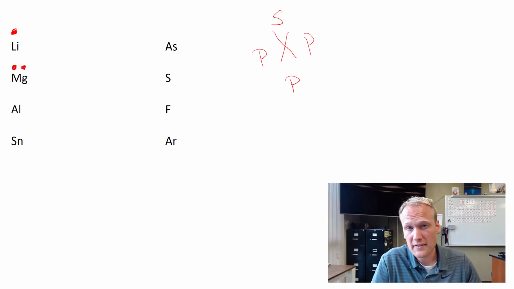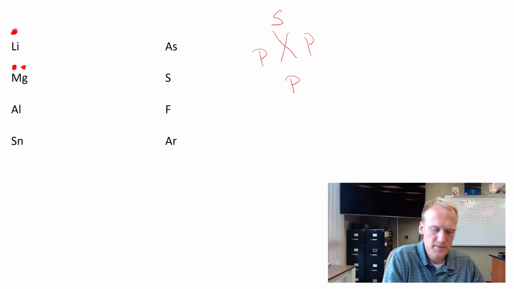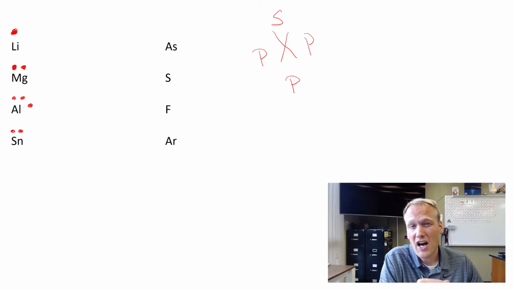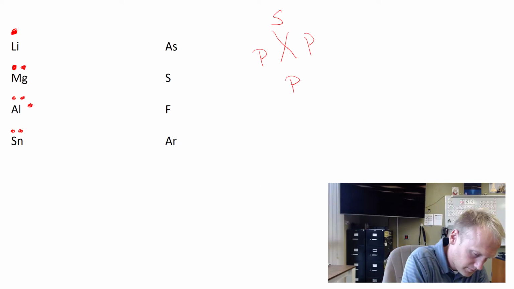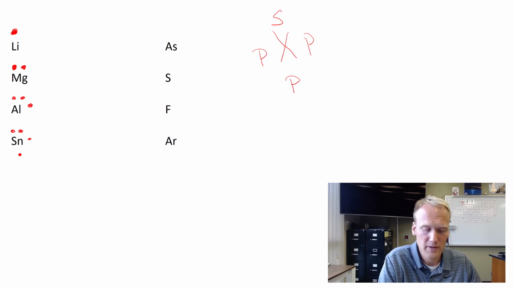Aluminum has 3. The first 2 will go at the top, and then I like to go clockwise to the right as I place the other electrons. Tin has 4. Once again, the first 2 go in the s sublevel at the top, but then we want to represent Hund's rule correctly. So the next 2 are going to be spaced out. One will go on the right, and one will go on the bottom. They can't occupy the same orbital yet because the p sublevel isn't full.